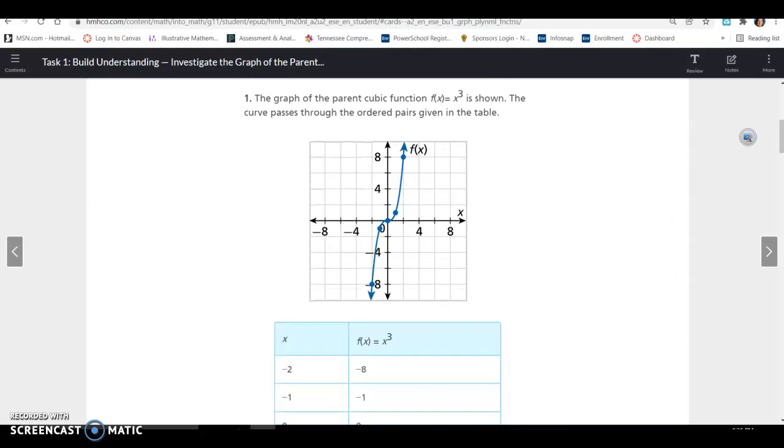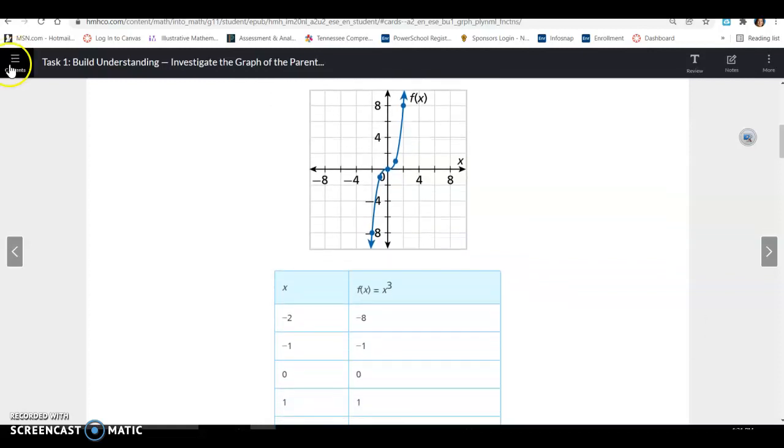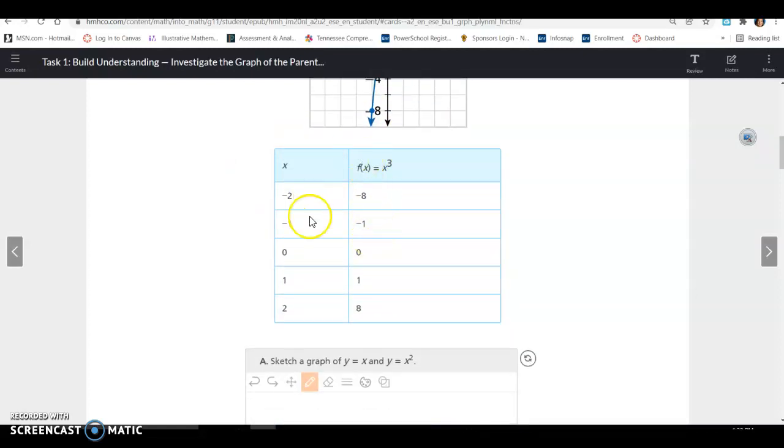Alright, so the graph of the parent cubic function f of x equals x cubed is shown. The curve passes through the ordered pairs given in the table. So you can see here is the graph, and they've got 5 points identified on that curve, and they have those points here in the table.